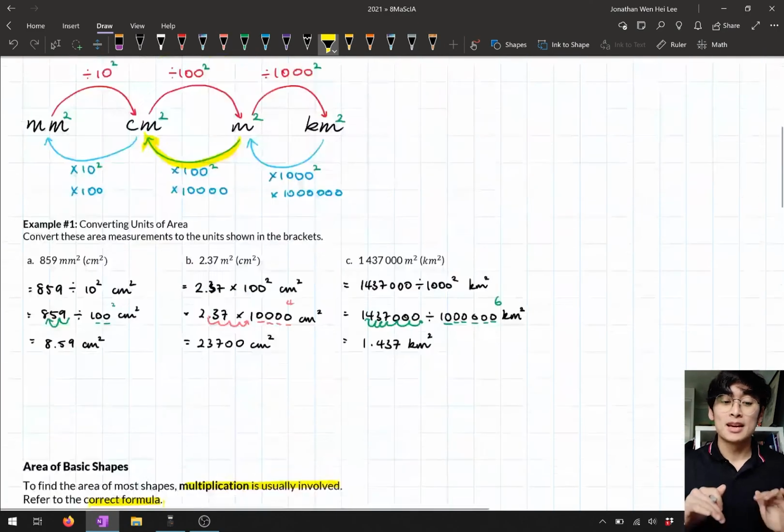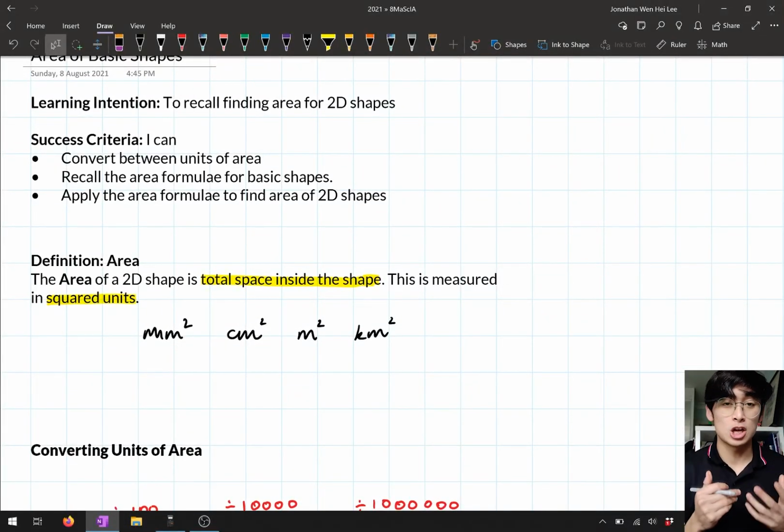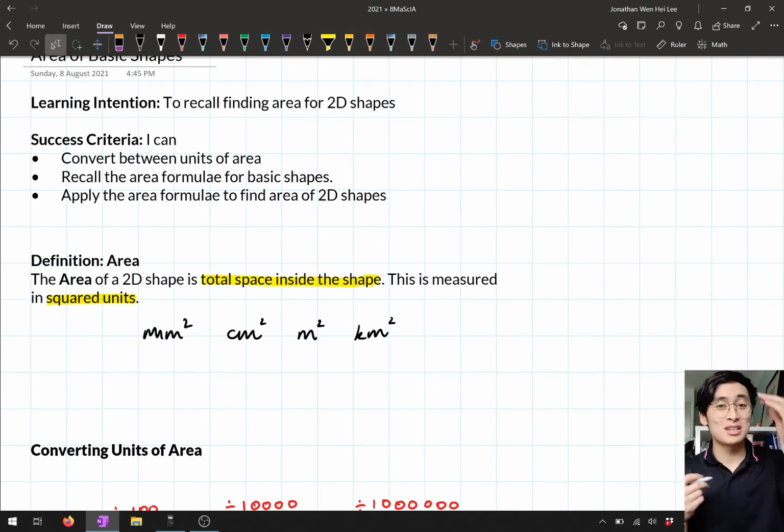Let's do a quick recap. In today's lesson, we talked about area. The area is just the total space inside a 2D shape. And this is measured in squared units. So we want to make sure that when we're dealing with area, these are in squared units. Millimeters squared, centimeters squared, meters squared, kilometers squared.